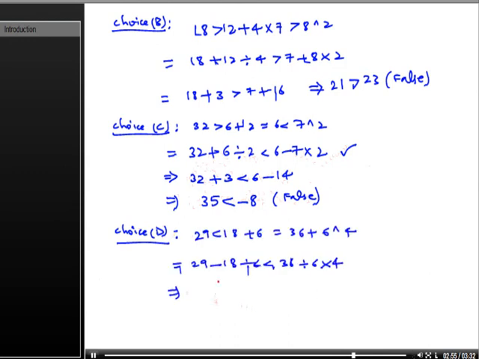Now we'll check choice D. The choice D also, on changing the symbols, will get this expression. 29 minus, on applying the BODMAS, we get 18 divided by 6, that will be 3, less than 36 divided by 6 will be 6 into 4. That implies 29 minus 3 is 26, less than 6 4s is 24. Clearly this is a false statement. Hence the true statement among the given choices is choice A.